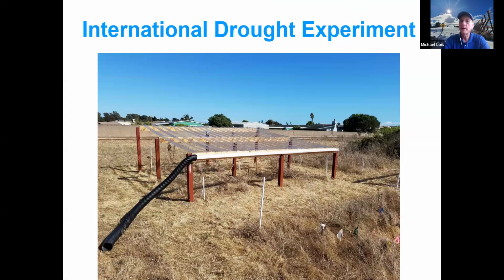They used shelters, rainout shelters like this one. This is our site in Santa Cruz. You can see how dry it gets in the summertime. This would have been 2018.